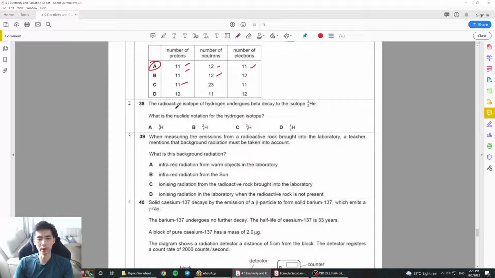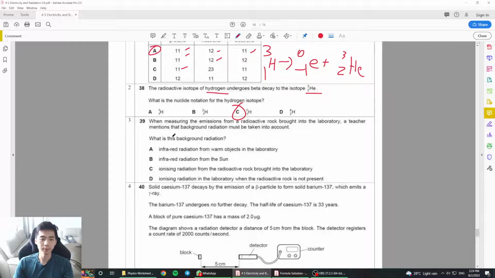And moving on, the radioactive isotope of hydrogen undergoes beta decay to form helium. What is the nuclear notation for this hydrogen isotope? So if I work it backwards, this thing was a product of beta decay, which was 0, -1, meaning to say it started off with 3, 1. Yeah, it started off with 1 here and 3, right? 3, 1 here. So C is definitely the answer here. Hydrogen.